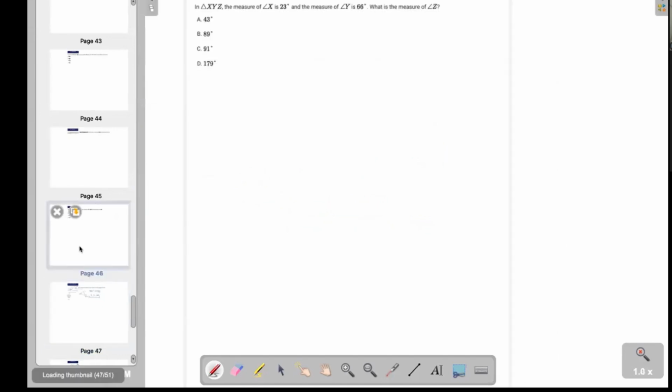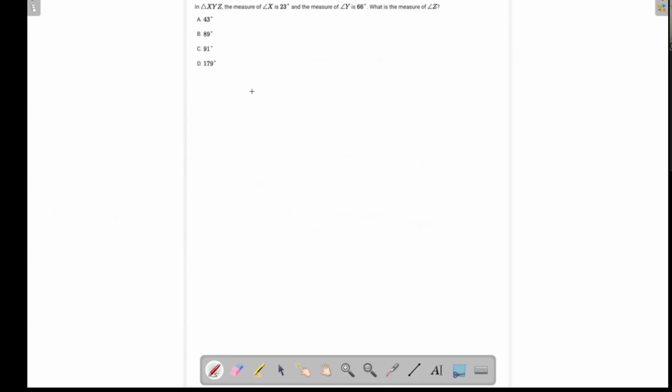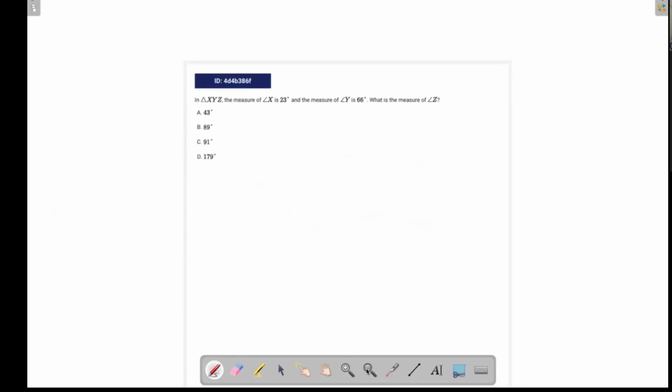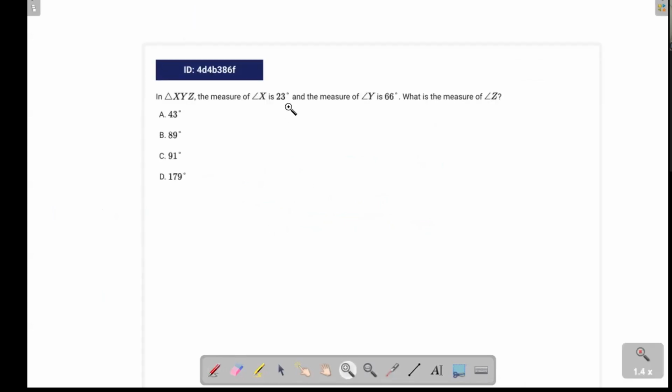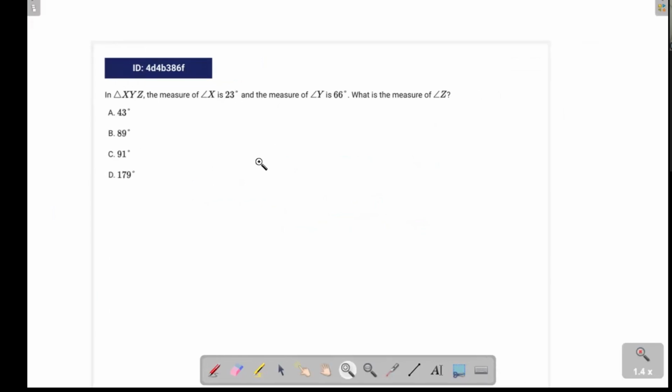All right, we're gonna move on. Zoom in. So we have triangle XYZ. The measure of angle X is 23 and the measure of angle Y is 66. What is the measure of angle Z? This one should be pretty straightforward. So let's go over this problem.